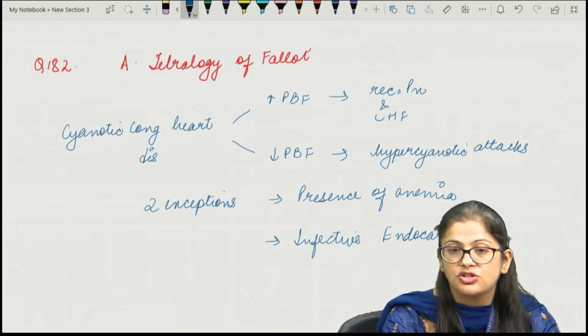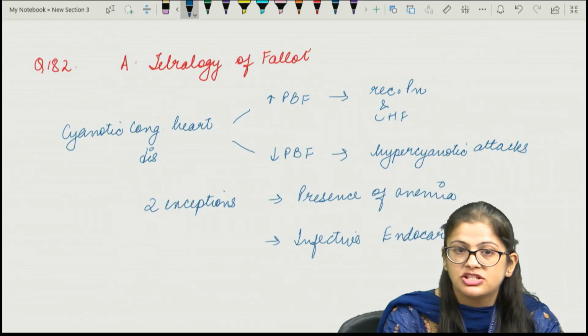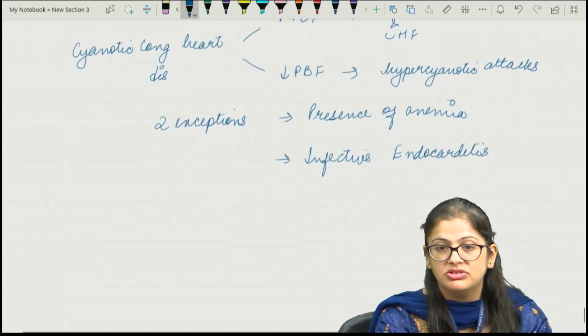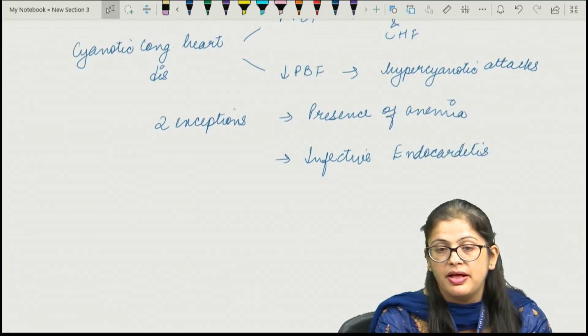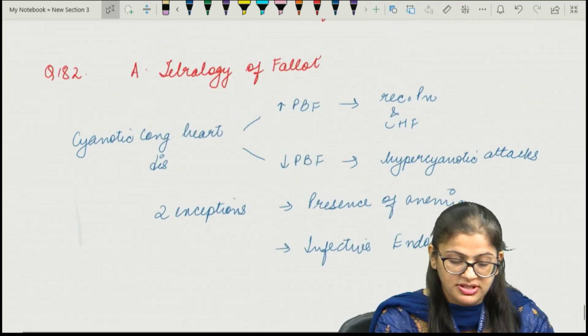First, that the risk of congestive heart failure is least with tetralogy of Fallot, but at the same time you should also know these two exceptions, that presence of anemia or endocarditis can also cause CHF even if tetralogy of Fallot is present.